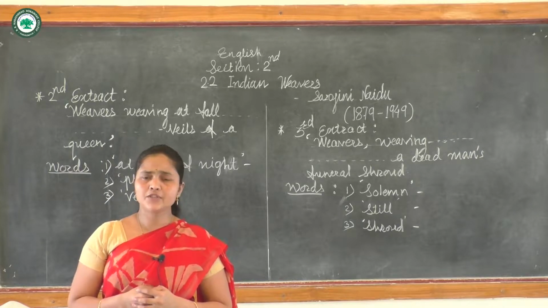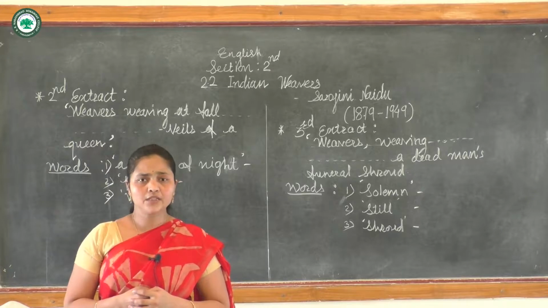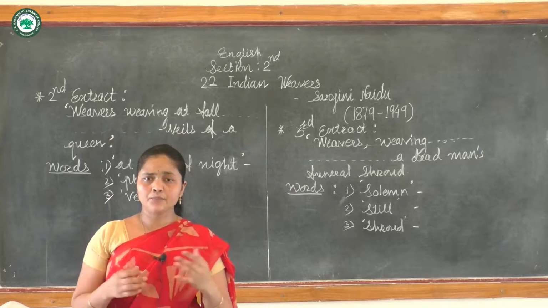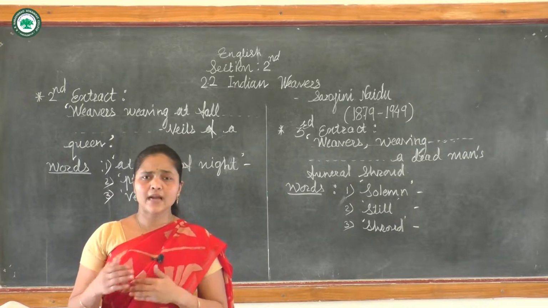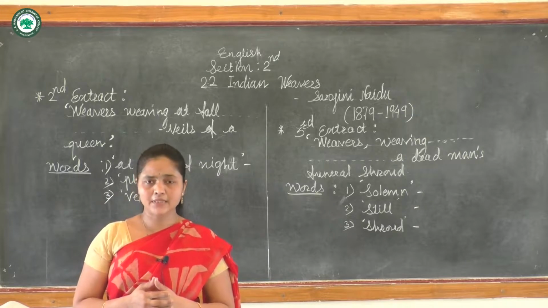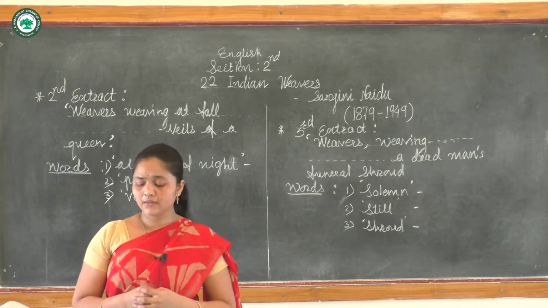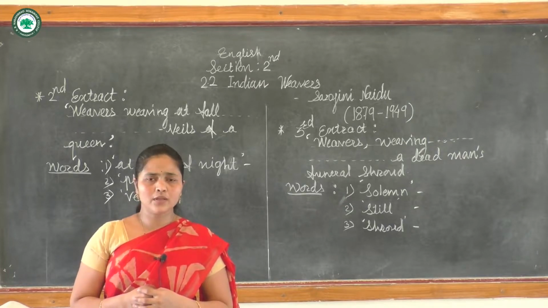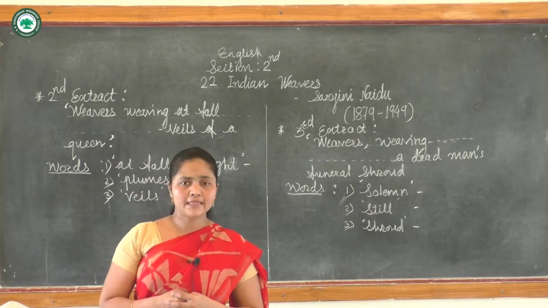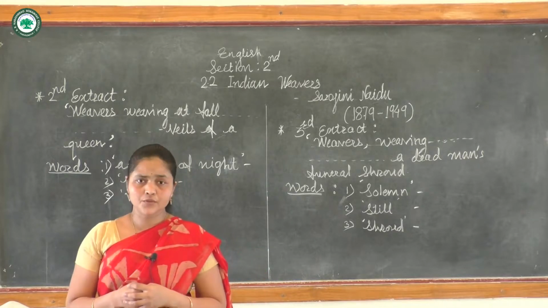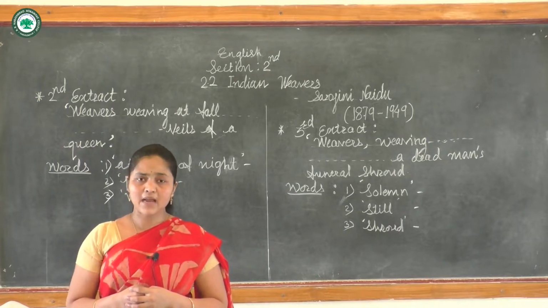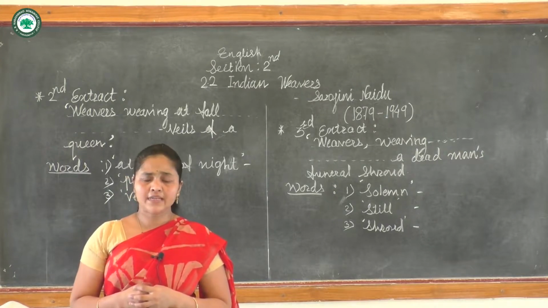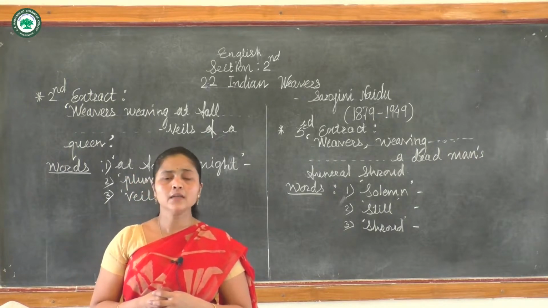Now the second is visual imagery used by the poet. Visual imagery means lots of names of colors used by Sarojini Naidu. For example, purple, green, blue, then white, all these colors we have come across in this poem. By using all these colors, the poet definitely makes the poem very beautiful. Next, repetition is also used by the poet.